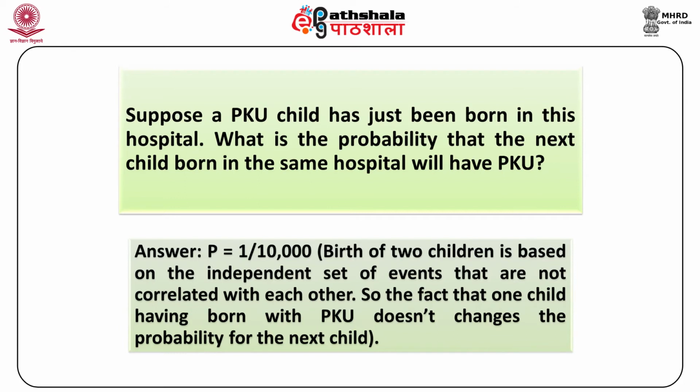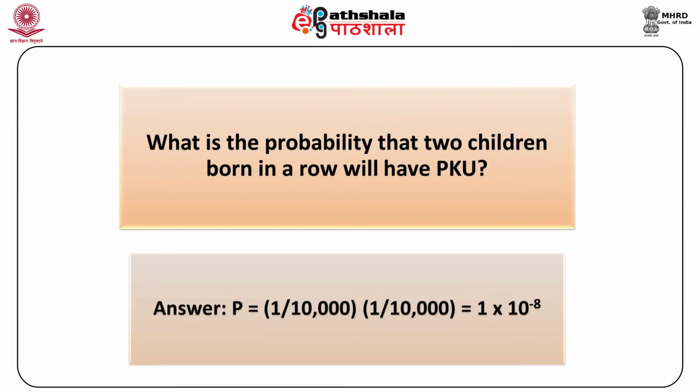Next, suppose a PKU child has just been born in this hospital. What is the probability that the next child born in the same hospital will have PKU? P, that is probability, is equal to 1 by 10,000. That is, the births of 2 children are independent events that are not correlated with each other. So, the fact that one child has already been born with PKU does not change the probability for the next one. Next question: what is the probability that 2 children born in a row will have PKU?